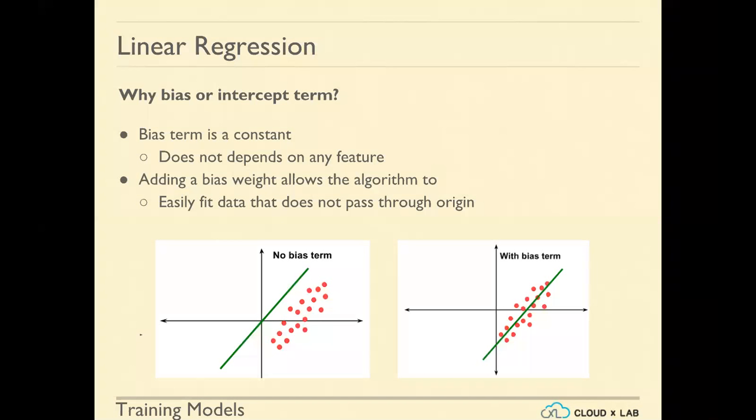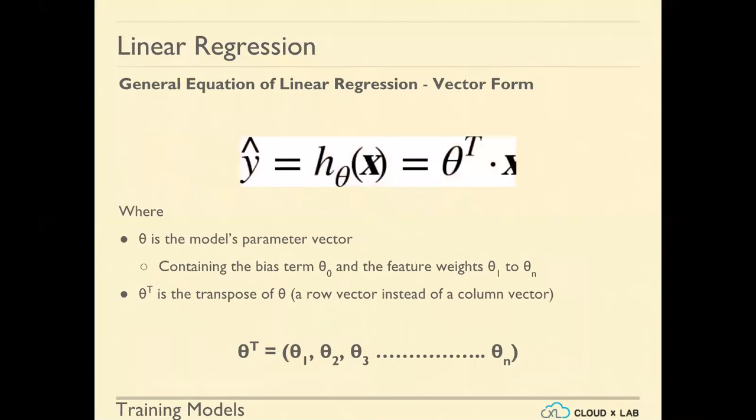So the bias term does not depend on any feature, right? Adding a bias weight allows the algorithm to easily fit data that does not pass through the origin. In other words, this is how it looks.